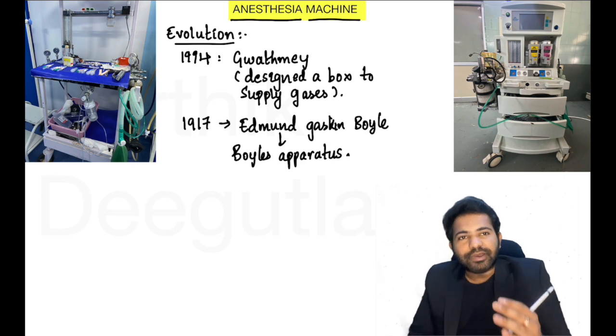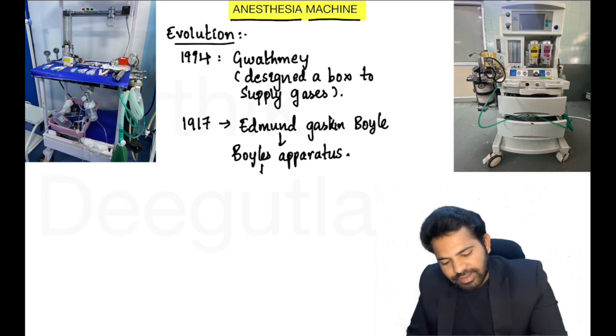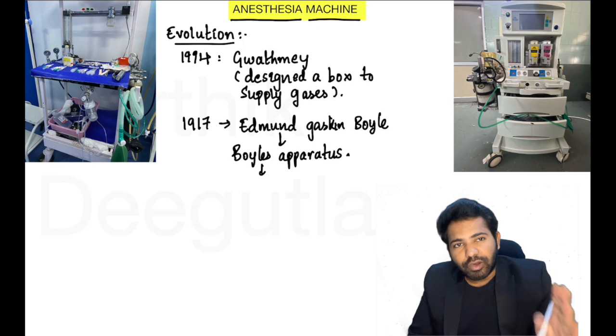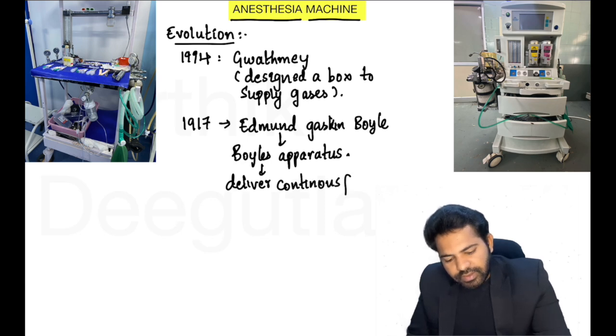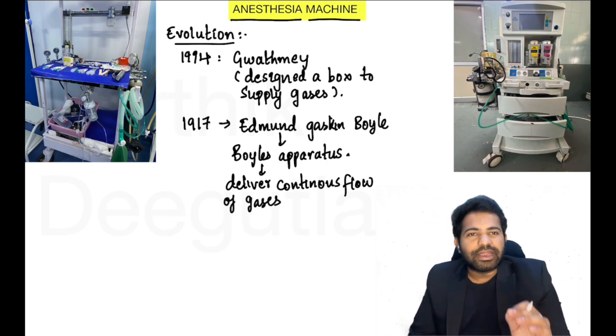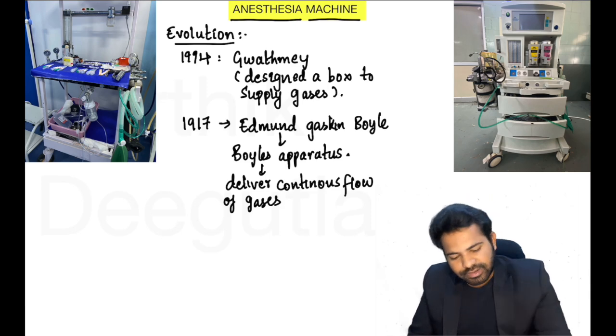The specialty between Guatme's box and Boyle's machine is that Boyle's machine delivered a continuous flow of gases. Especially, he made this machine to deliver oxygen.